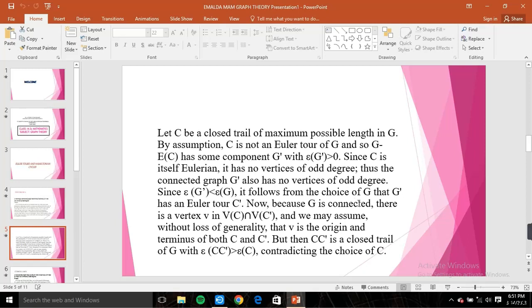Now because G is connected, there is a vertex V in both the vertex set of C and the vertex set of C dash, and we may assume without loss of generality that V is the origin and terminus of both C and C dash. But then C and C dash together form a closed trail of G, longer than C. This is a contradiction to our assumption that G is a non-Eulerian graph. So whenever G has no odd vertices, G must be an Eulerian graph. Hence we prove the theorem.